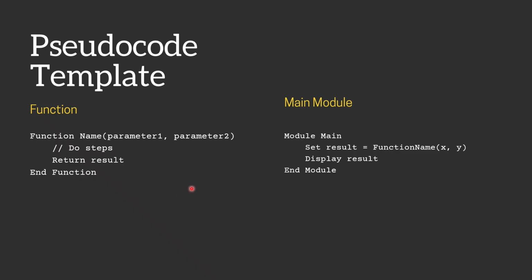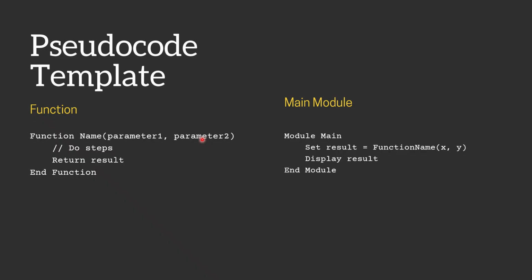Now here's the structure that we're going to be using in this course for function pseudocode. Feel free to pause this and copy this pattern into your assignment. The function starts with the keyword function, has the name of the function, and has whatever parameters.